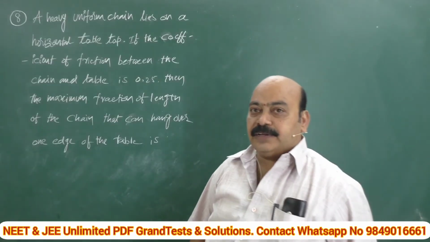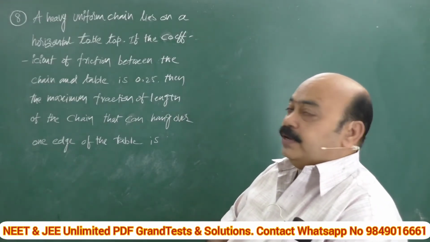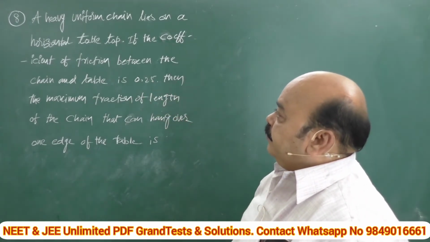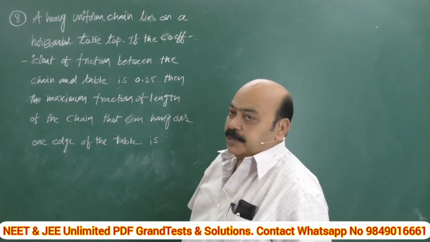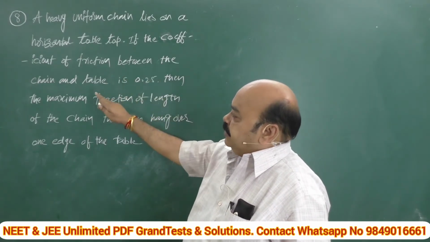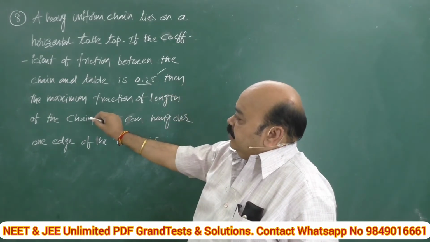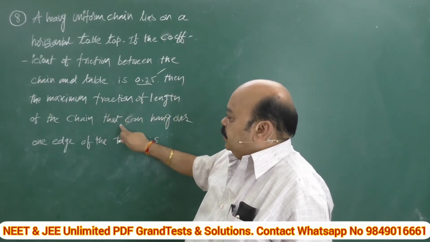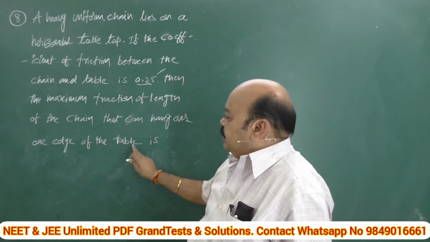Fine. Let us consider this case, most often appearing in our materials. A heavy uniform chain lies on a horizontal tabletop. If the coefficient of friction between the chain and the table is 0.25, then the maximum fraction of the length of the chain that can hang over one edge of the table is?